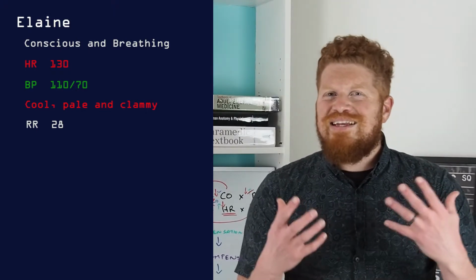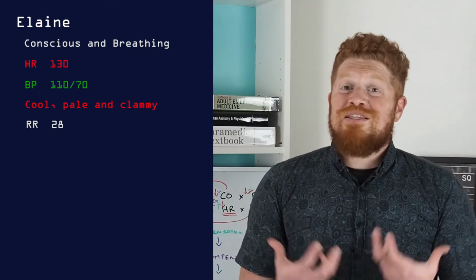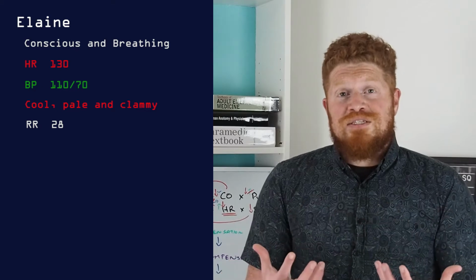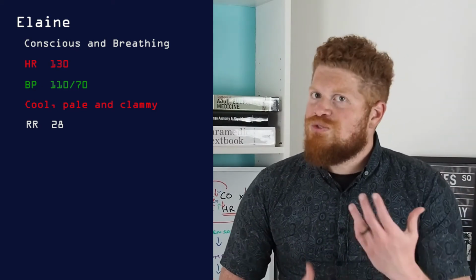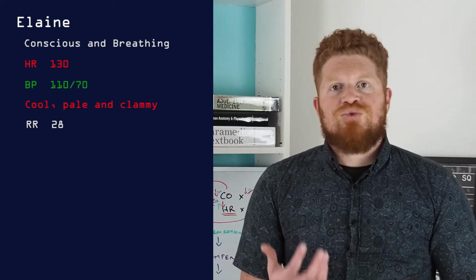A further clue is that Elaine is clammy. The body's sweat response is mediated by the sympathetic nervous system. So if the sympathetic nervous system is activated and in overdrive, as is what happens with a compensatory shock, we tend to become sweaty or at least clammy.